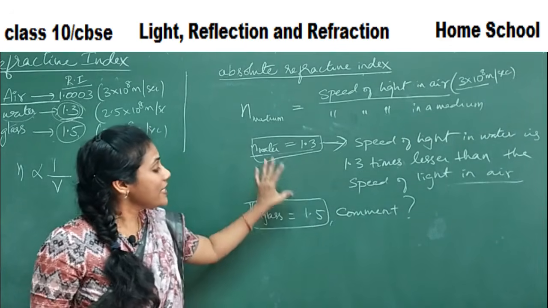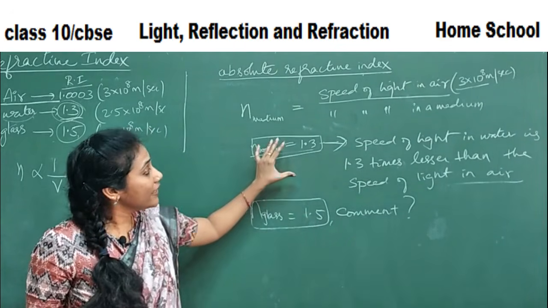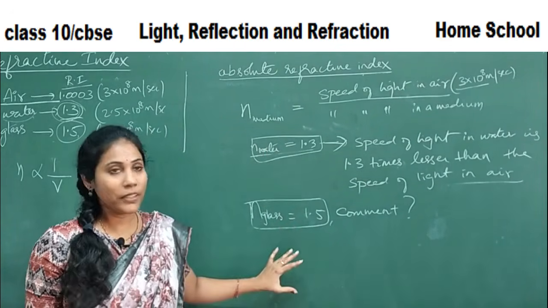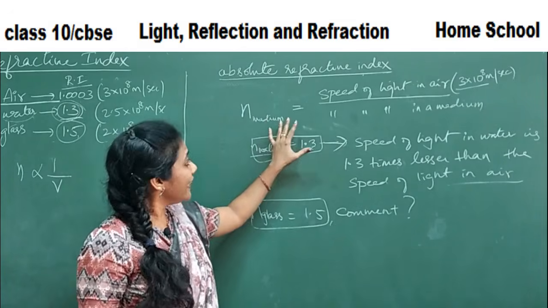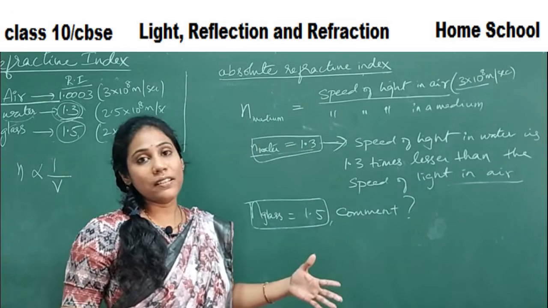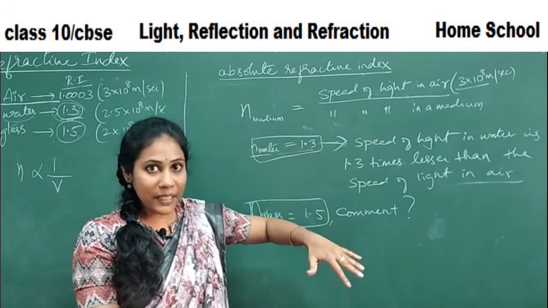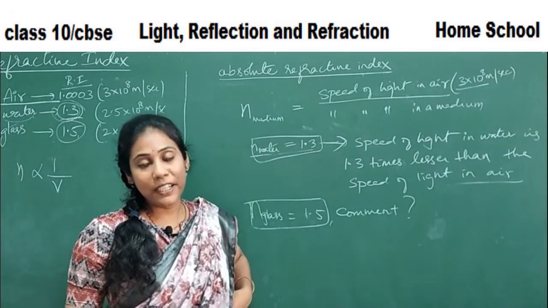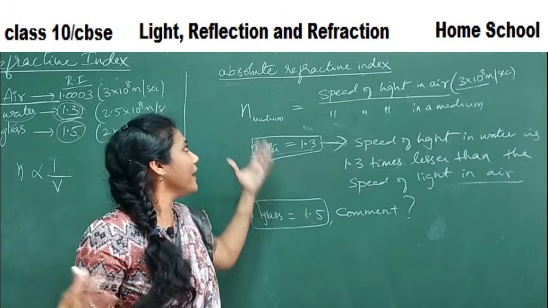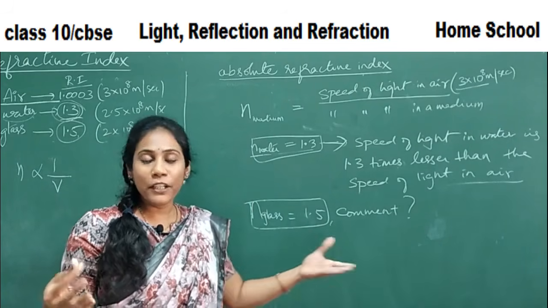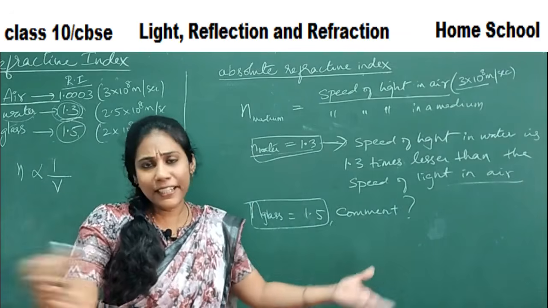So you must understand the real meaning of these things. Refractive index is nothing but comparison, guys. How many times the speed of light is decreased in the second medium compared to the first medium? This is what the refractive index is about. Speed of light decreased in the sense of extent of bending.